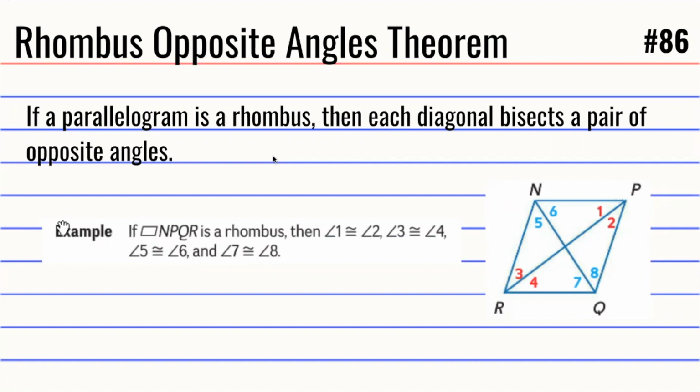So NQ is a diagonal. NQ bisects angle 5 and angle 6, and it also bisects angle 7 and angle 8. And then PR is a diagonal. It bisects to create angle 1 and angle 2, and to create angle 3 and angle 4.